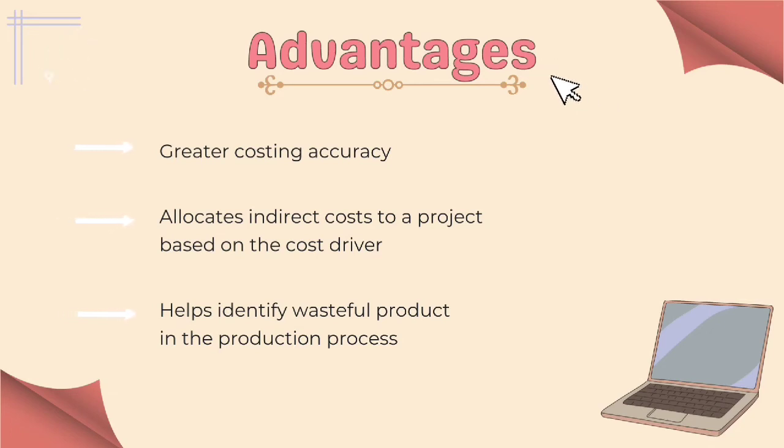An ABC system also helps identify wasteful products in the production process. The ABC system accounts costs in the same manner production is performed, allowing Apple Incorporation to better comprehend how overhead costs are used. This information can help the company to identify wasteful products and unnecessary costs. This way, the company can utilize resources productively.